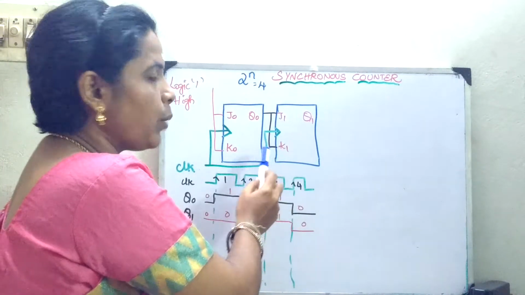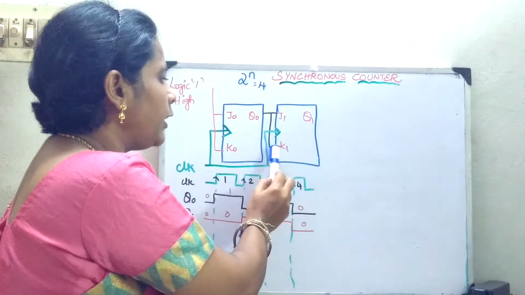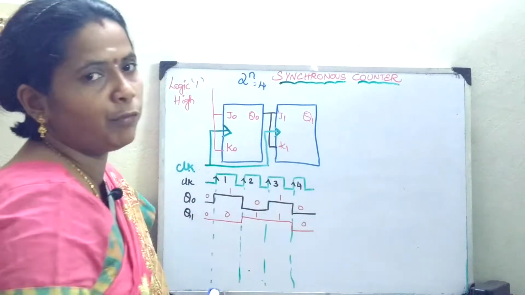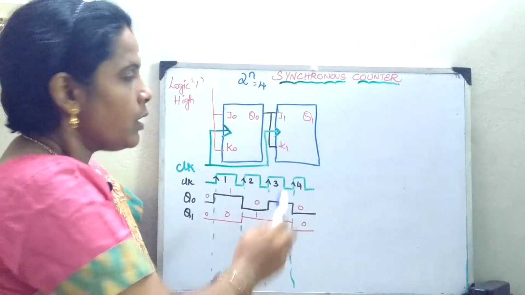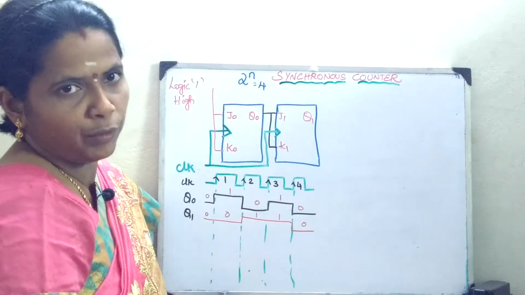Now for the first flip-flop alone you give high. For the second flip-flop, how do we give the connection? The output of the first flip-flop will be fed as the input for the second flip-flop.